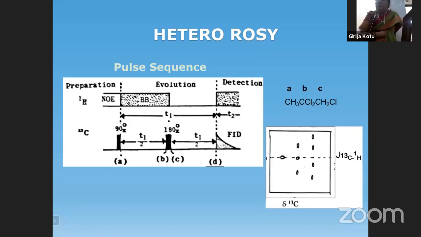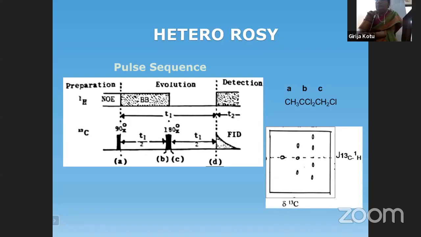Hence, C13 NMR gives more reliable information compared to proton, and it gives direct evidence for the carbon skeleton, because proton gives indirect evidence for the carbon skeleton, whereas C13 NMR gives direct evidence. And now the same thing in the 2D NMR, HETCOR: in the matrix in the box, what we are observing is the proton coupled C13 NMR.